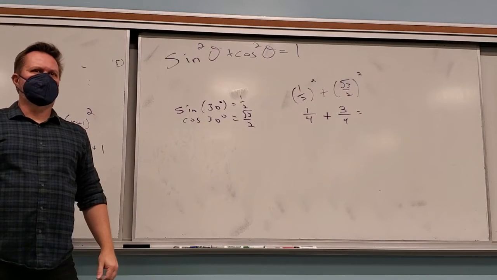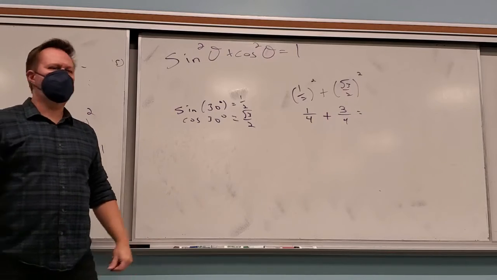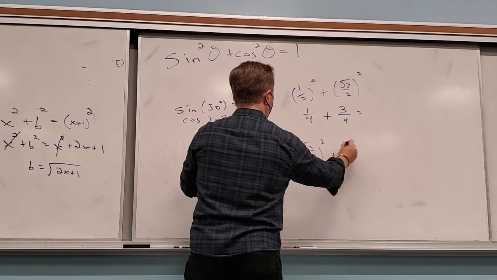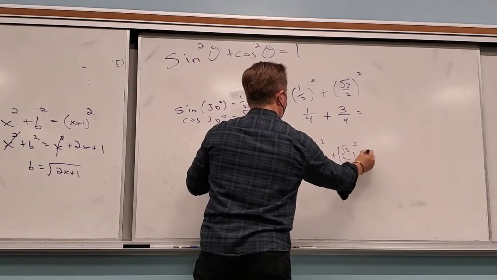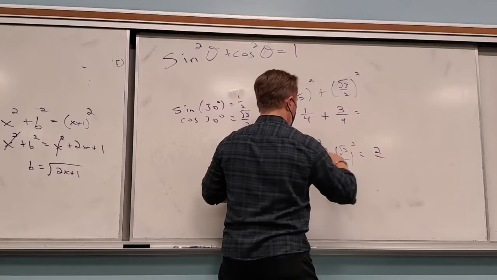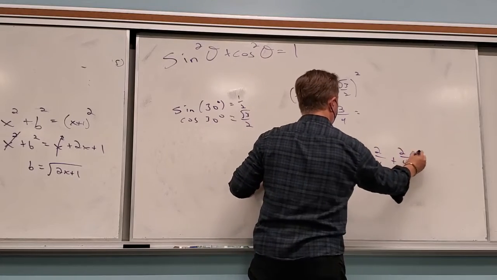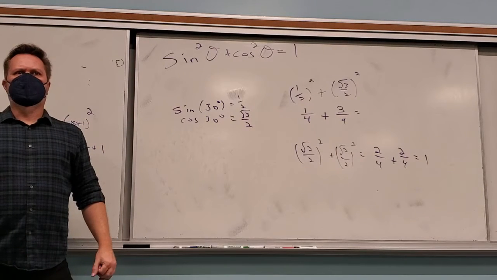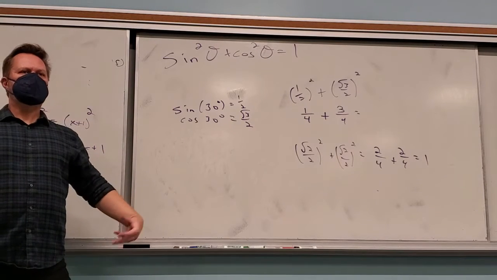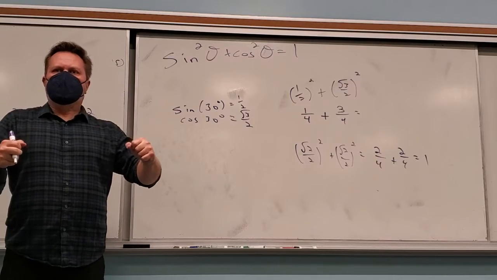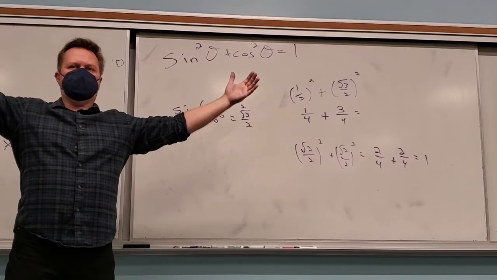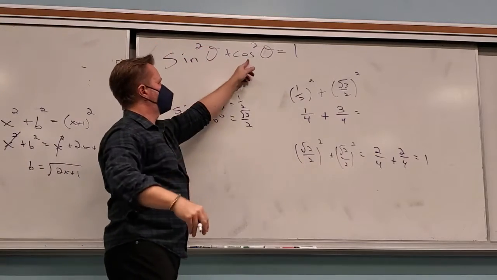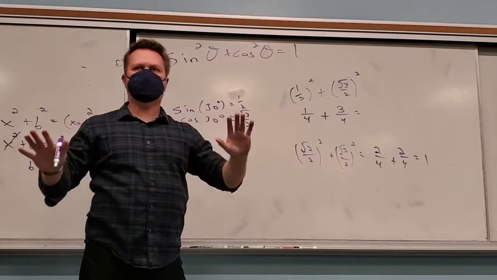That works for everything. What about at 45 degrees? They're both rad 2 over 2, right? Rad 2 squared is 2, 2 squared is 4, 2 fourths plus 2 fourths is 1. Fundamentally, this is because sine is y, cosine is x, and they come from the unit circle. So of course sine squared plus cosine squared is 1. Of course it is.